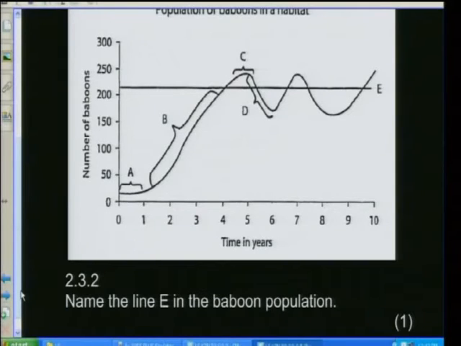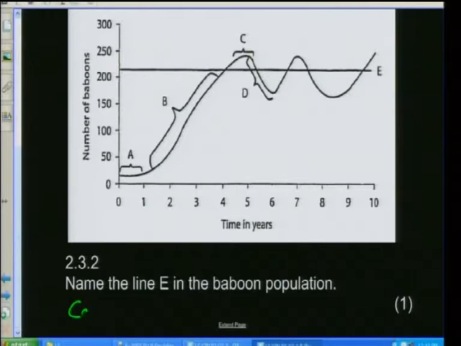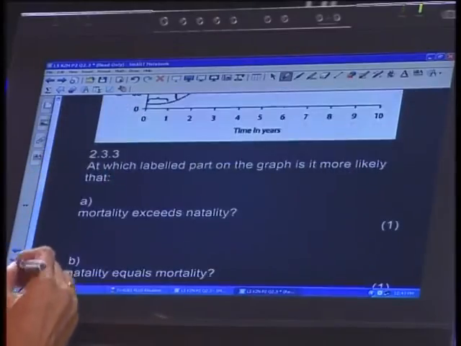Okay, name the E line in the baboon population. Well, the E line was the carrying capacity. Okay, so it's the number of organisms that that area can comfortably control and support, because otherwise they just die.